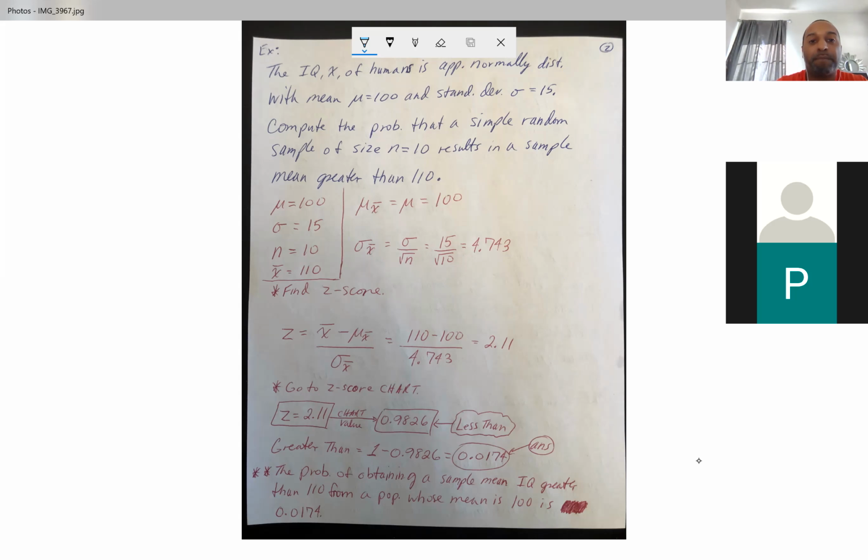Sir, is that 15 divided by 10 squared? The square root of 10. Square root, yep. So let's go ahead and get into it.